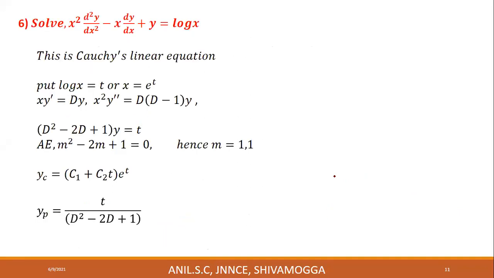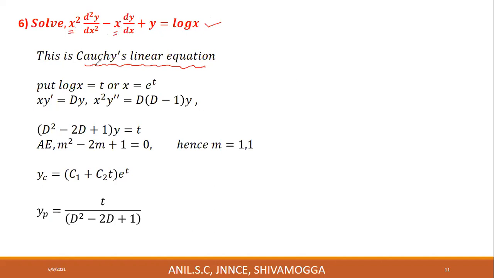Next one. This is another easy problem. Solve x square into d square y by dx square minus x into dy by dx plus y is equal to log x. This is the problem. Clearly, this is a linear and Cauchy's differential equation. Cauchy's linear differential equation. Because a is equal to 1, b is equal to 0 here.